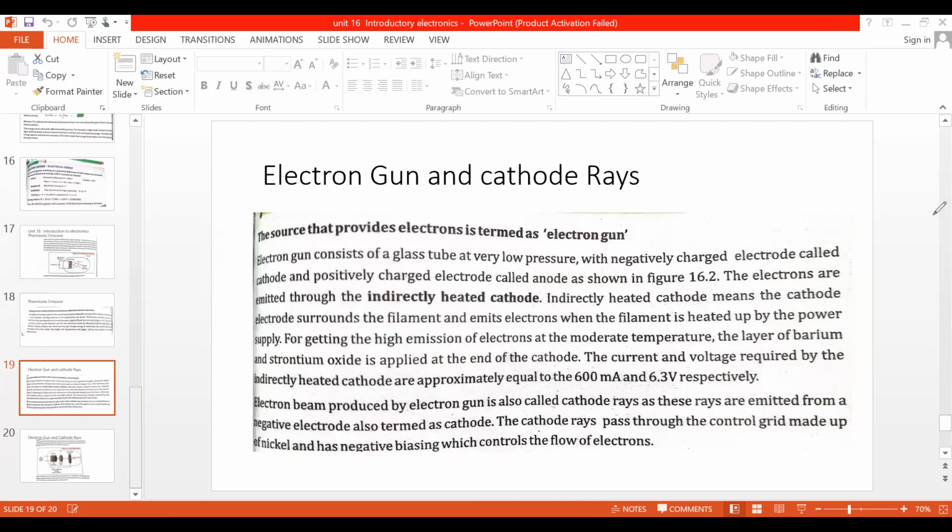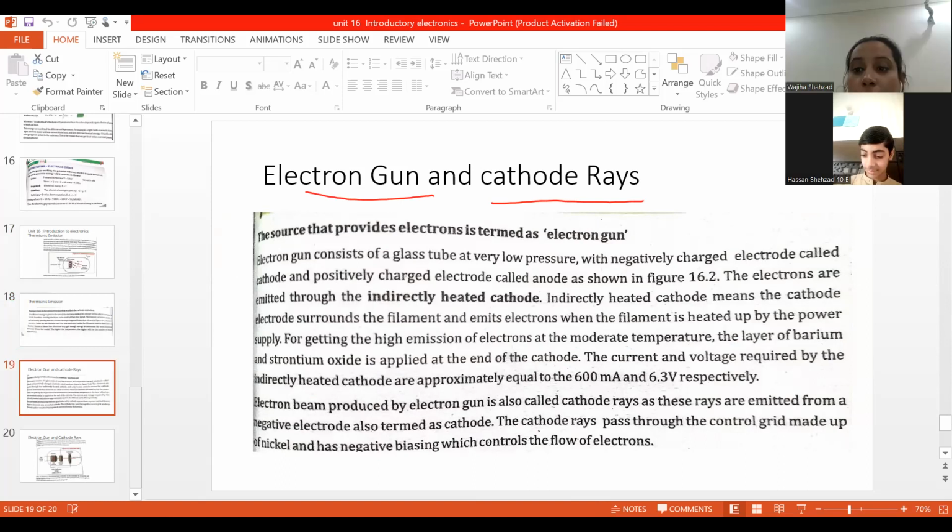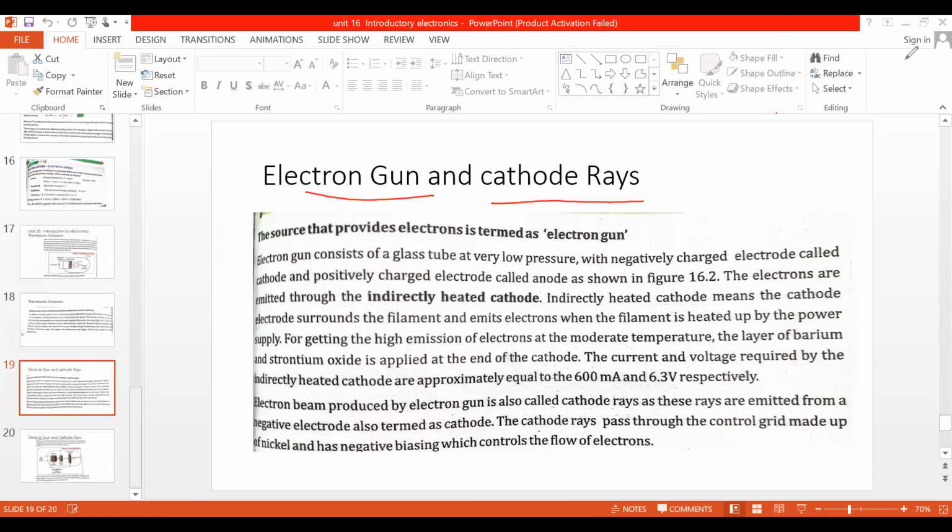Okay. So the next topic is electron gun and cathode rays. We have already learned what cathode rays are, right? In school, that they are negative particles. And now we are learning what an electron gun is. The source that provides electrons. This source is given by the electron gun because we can take out a very large amount of electrons from this gun.